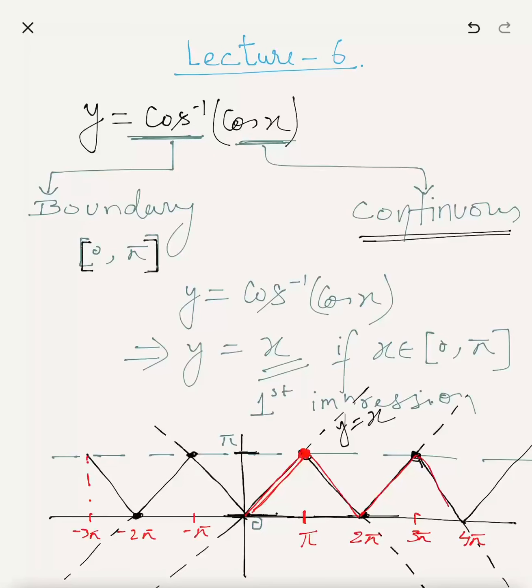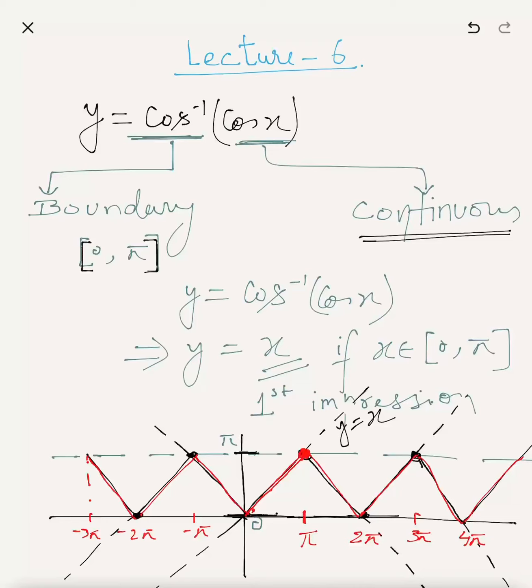Now I'm drawing with the red ink. Draw it nicely. This is your cos inverse cos x graph. I hope you understood how to draw this graph.